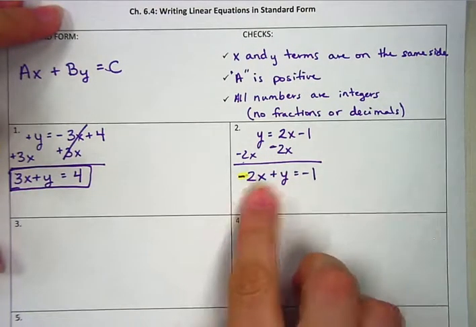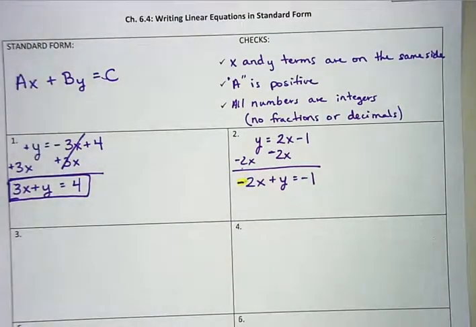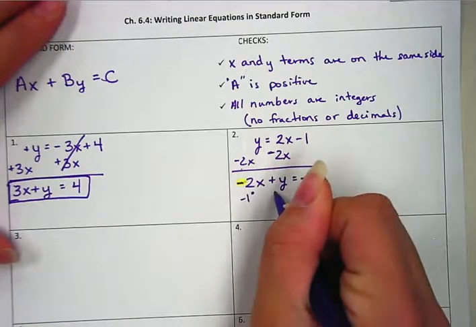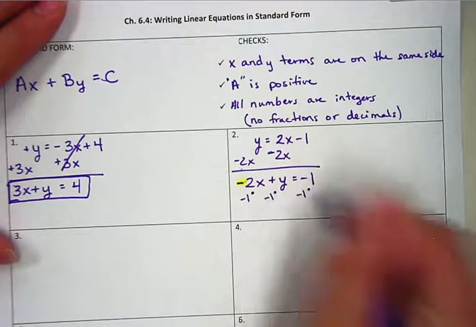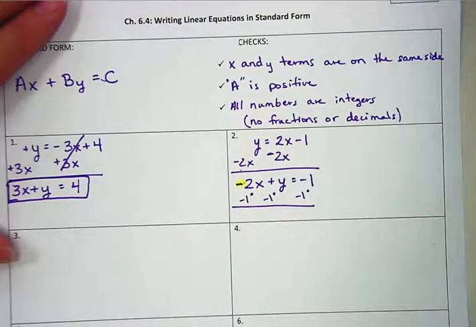Okay, these are all integers, which is good. The problem is the negative in front of the x. So to get rid of that negative, all we're going to do is multiply everything by a -1. That's what we want to get rid of is a negative, so multiply it by negative. So this is going to be times -1, times -1, times -1. Every single term has to be multiplied by -1.